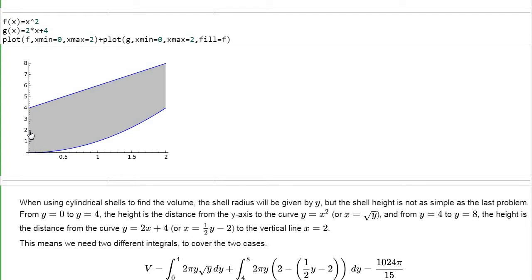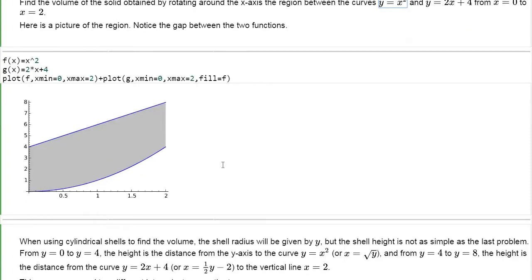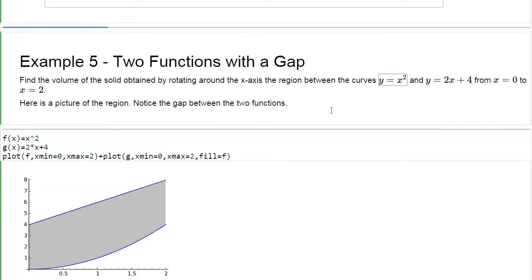What's the height? The height is this distance from the y-axis until you get here, the x value on the parabola, which is, solve this for x: x is the square root of y. So this is the square root of y, would give me this height. Now when I get up here past 4, say y equals 5, the radius would be the y value, 5. The height now is not given by this parabola, it's given by the difference between 2, x is 2 here, and minus the x value here, which you'd have to solve this equation: y minus 4, divide both sides by 2.